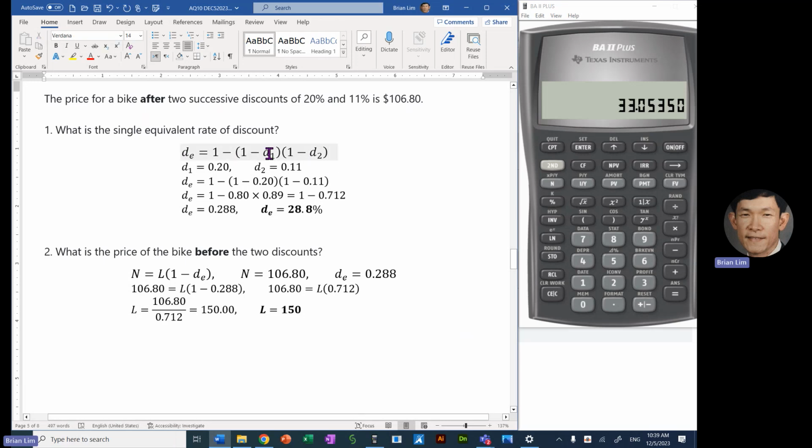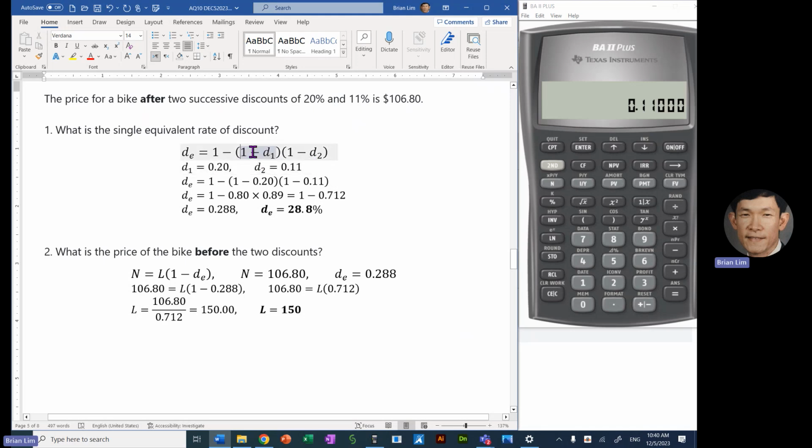Now you need to get the two discounts expressed as decimals first. So 20% expressed as a decimal is indeed 0.2. Don't worry about how many zeros are there. It doesn't matter. Okay, 11% expressed as a decimal will give us 0.11. You can add in as many zeros as you wish, it doesn't matter. So these are the two discounts expressed as decimals.